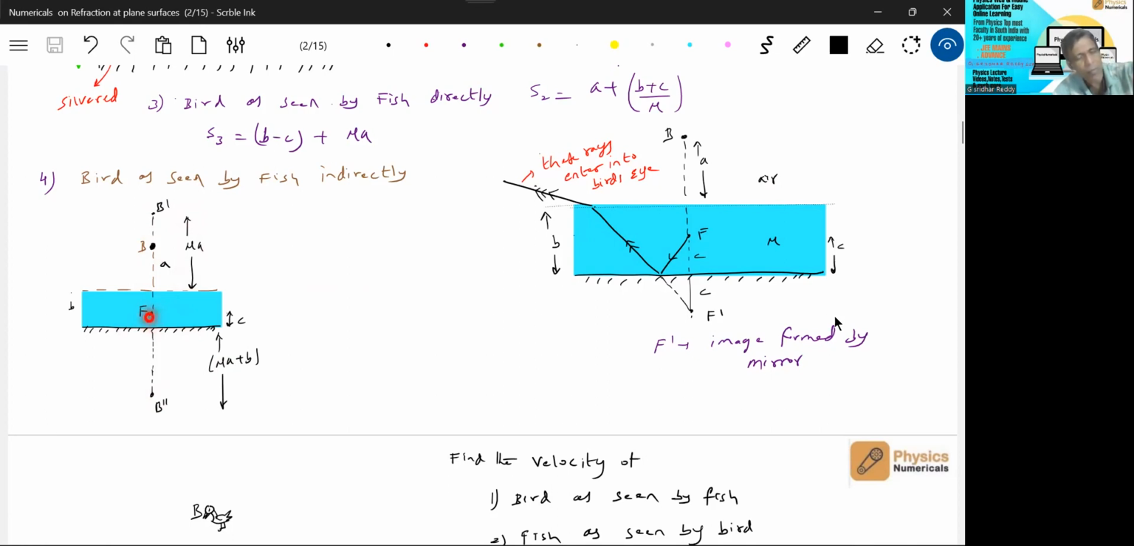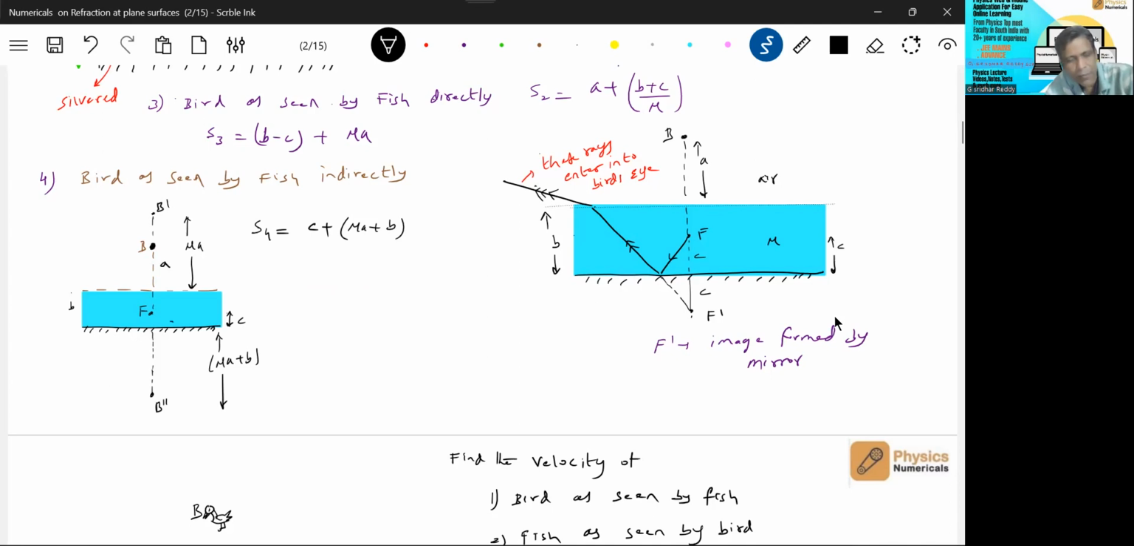So where will it appear for the fish? The rays emitted by the bird will undergo refraction and fall on the mirror. So after reflection, they'll enter into the fish eye. So therefore, the distance will be C plus mu A plus B. This will be the distance. So now there are two images. Actually, the fish will see two images of the bird. One direct, the other due to the indirect path.